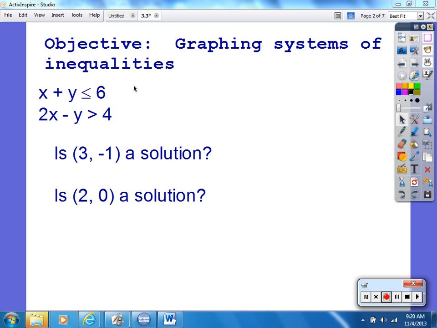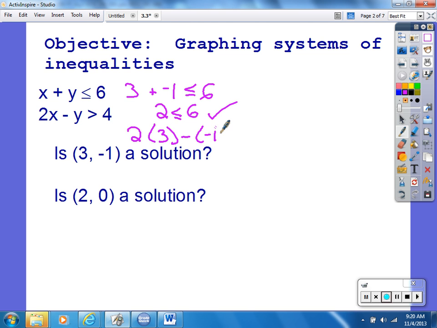If I plug it into this first equation, 3 plus negative 1 is less than or equal to 6. I get 2 is less than or equal to 6. Is that true or false? True. Okay, since it's true, I then check the second one. If that was false, do I even need to check the second one? No. I could save myself work. But I have to check the second one.